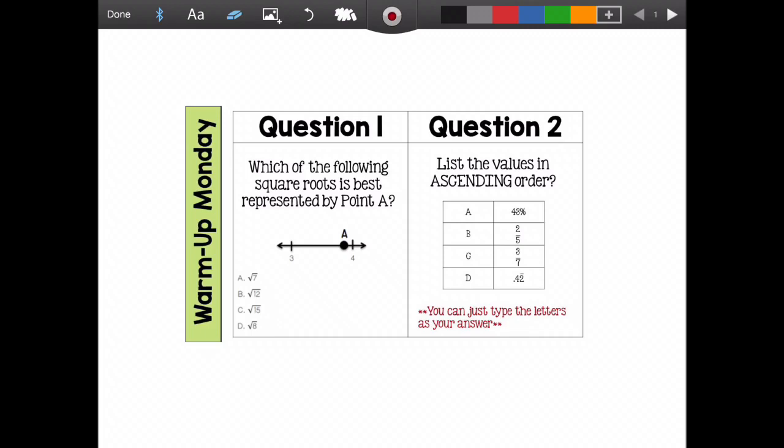It is Monday, September 8th, and we will go over questions 1 and 2. This is a review from Unit 1, so hopefully we are getting these correct. All right, question number 1.